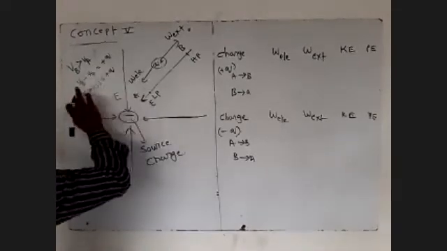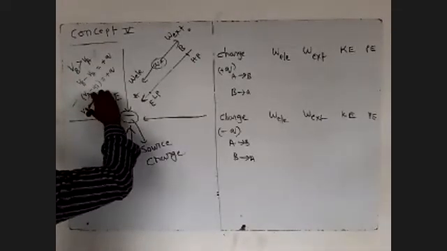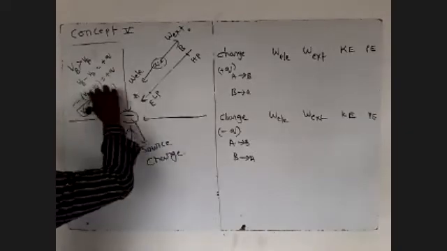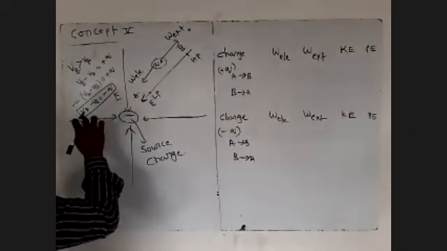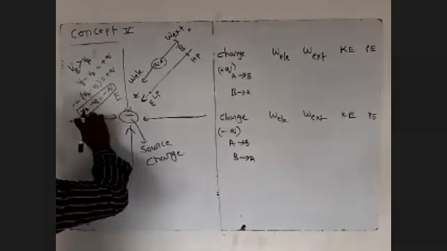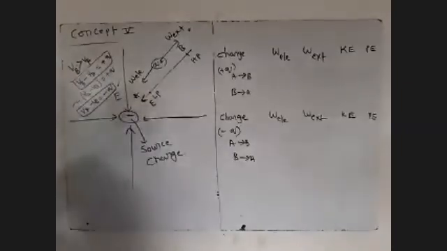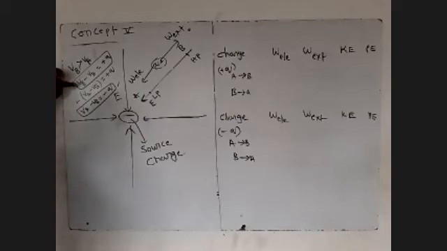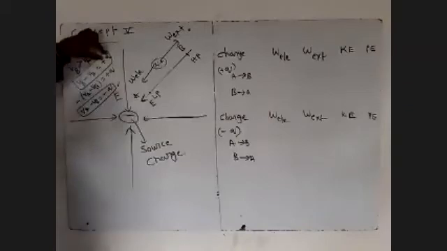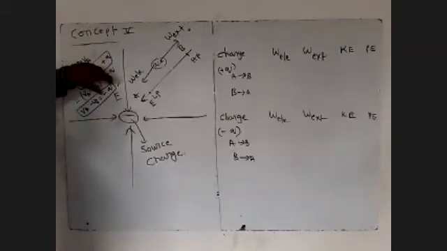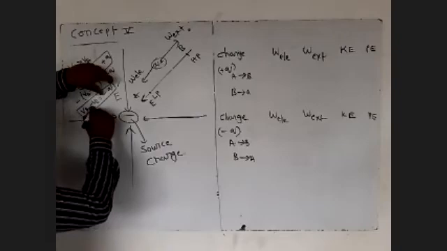For a negative charge, VA minus VB is taken the other way. A negative charge moves from lower potential to higher potential, and a positive charge moves from higher potential to lower potential. This is the potential difference: higher potential minus lower potential. Positive charge moves from higher potential to lower potential. Negative charge moves from lower potential to higher potential.